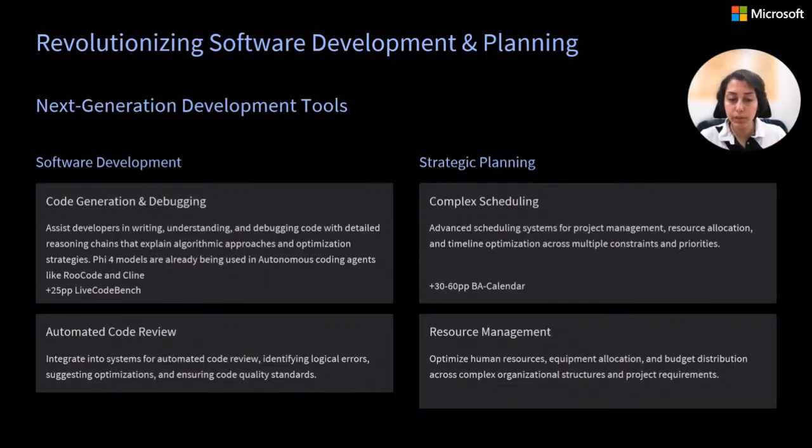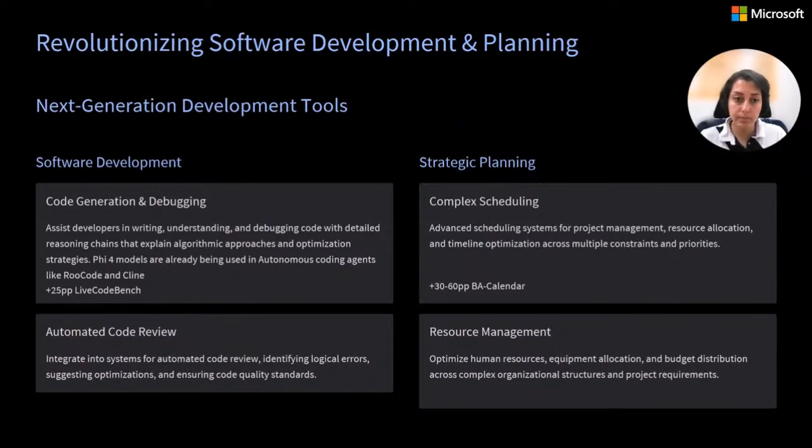They can also be used for strategic planning and complex scheduling, like project management, resource allocation, timeline optimization that has different constraints and different priorities, or various methods or flavors of resource management, like optimizing human resources, equipment allocation, budget distribution, and this includes various complex organizational structures and project requirements.